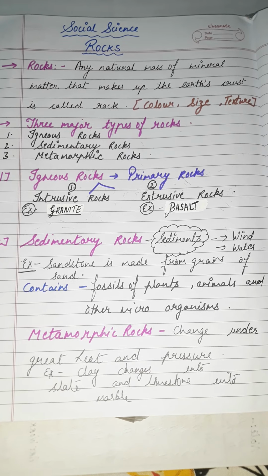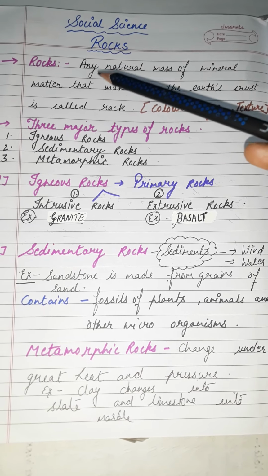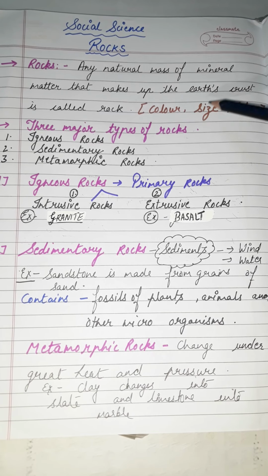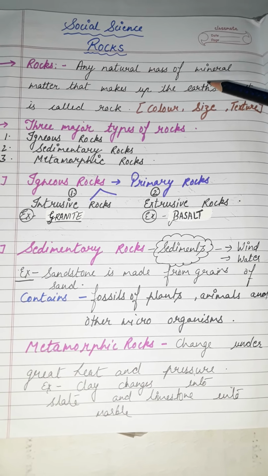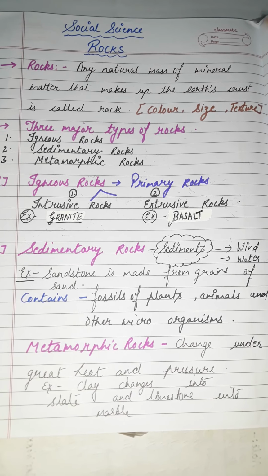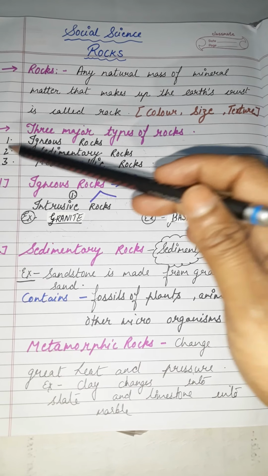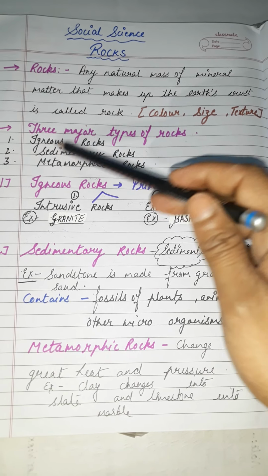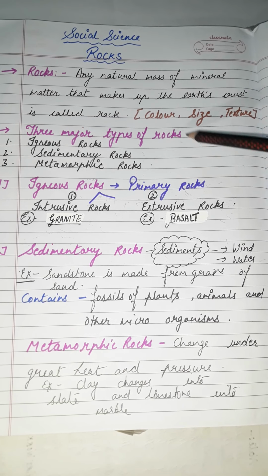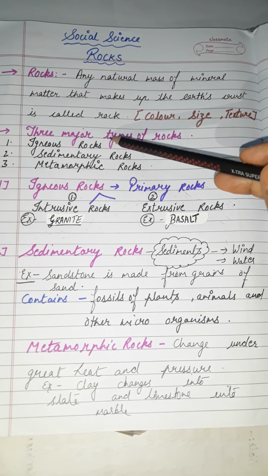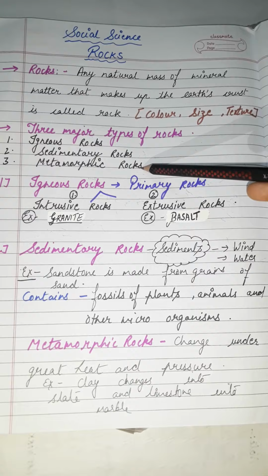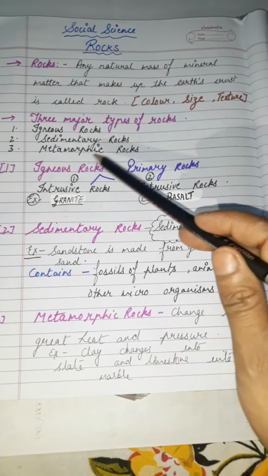And now, what do you understand by rocks? So, come, let's hear. Any natural mass of mineral matter that makes up the earth crust is called rock. And you know what? Rocks can be of different color, different size, and different texture also. There are three major types of rocks. How many major types of rocks? Three major types of rocks. Number 1, igneous rocks. Number 2, sedimentary rocks. Number 3, metamorphic rocks.